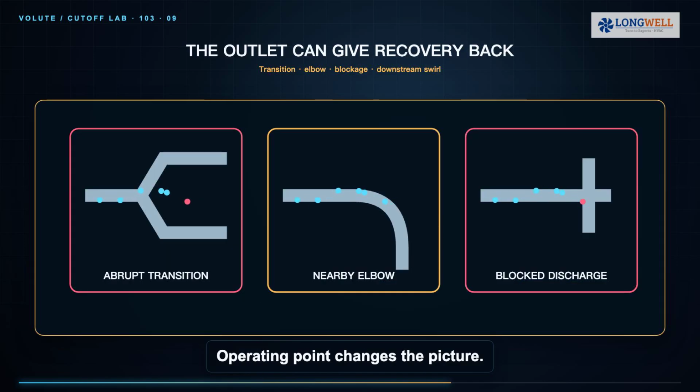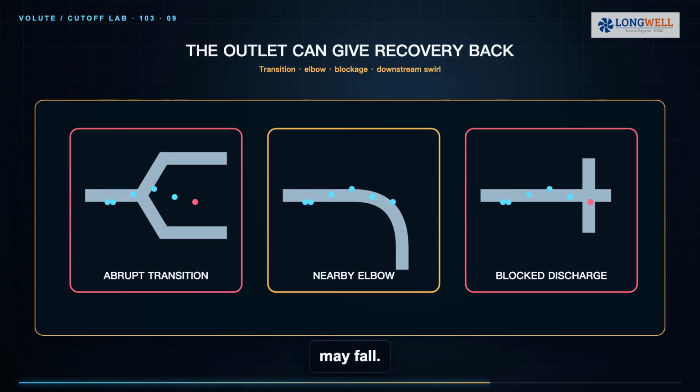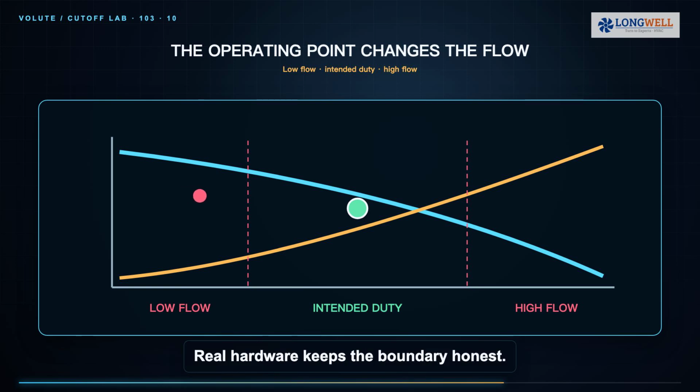Operating point changes the picture. Near the intended duty, the impeller discharge angle and scroll capacity can be reasonably matched. Far below design flow, separation and housing recirculation may strengthen. Far above it, collector and outlet velocities rise and available pressure may fall. One beautiful computational image at one flow rate cannot qualify the full fan envelope. Real hardware keeps the boundary honest.